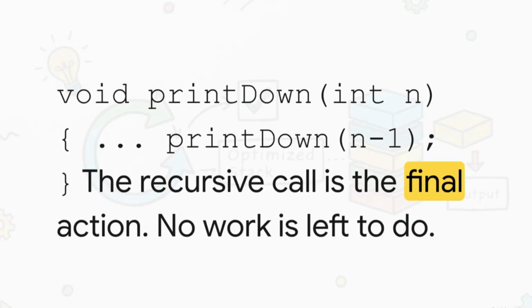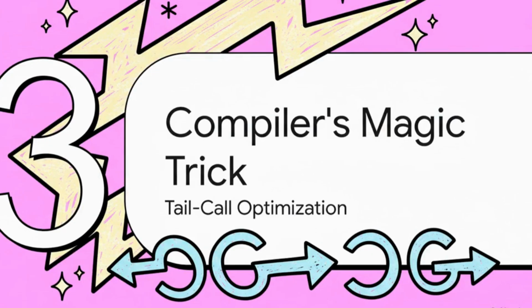Take a look at this simple print down example. The function does its one job, it prints a number, and then it calls itself. Once that recursive call is made, the current function is completely finished. It has literally no reason to stick around and take up memory. Now, this one simple change unlocks a massive superpower. But here's the thing. It's not from us. It's from the compiler. This is the real magic trick, something called tail call optimization.